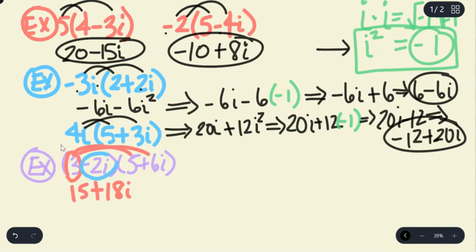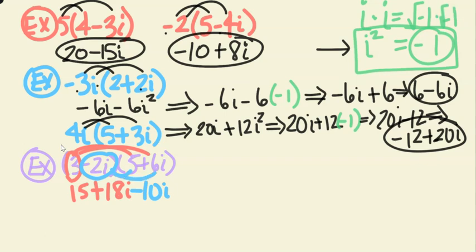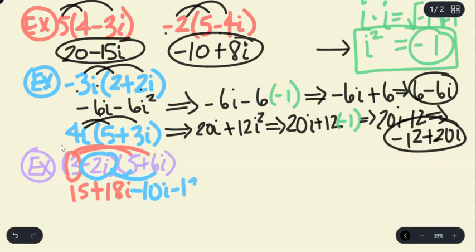Now I'm going to take the negative 2i and multiply it by 5. That gives me negative 10i. And I'm going to take the negative 2i and multiply it by 6i. Well, negative 2 times 6 is negative 12, and i times i is i squared.